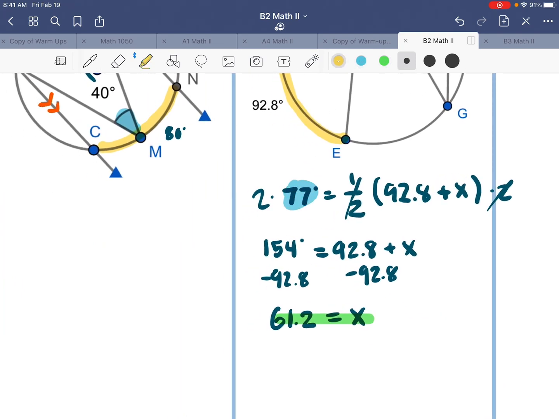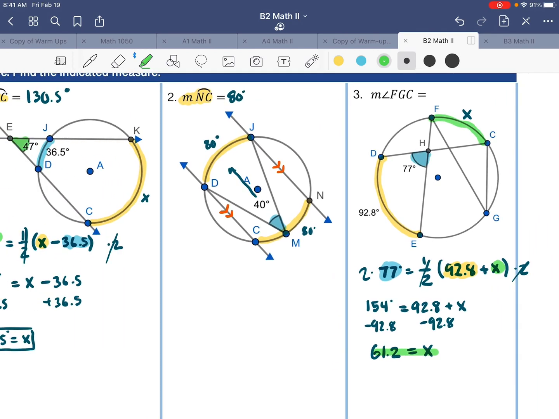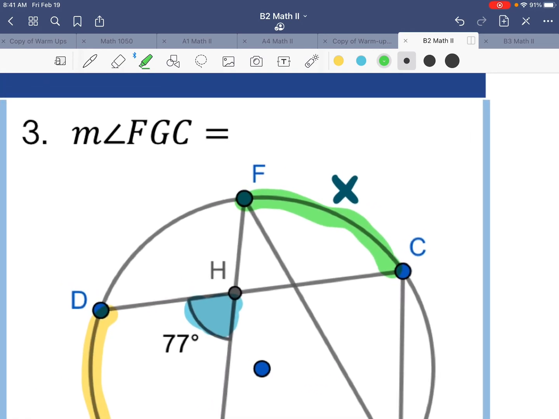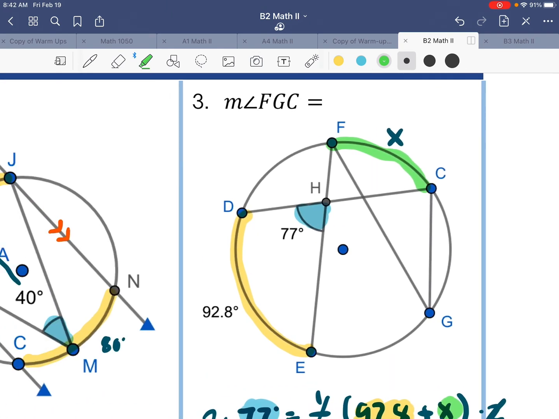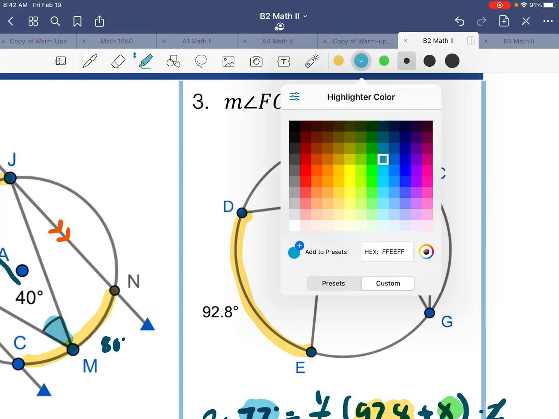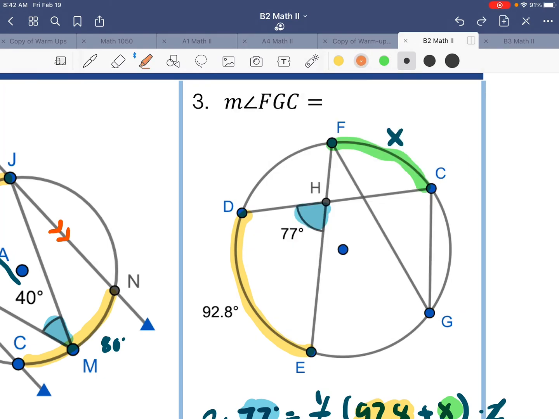Hang on, I can highlight a lot more here. 92 and nope, that's green. X. So x is 61.2. I didn't even look at what we're looking for. This is saying we're looking for the measure of angle FGC. Sorry. Maybe I can get a different color here. That's this angle, FGC.